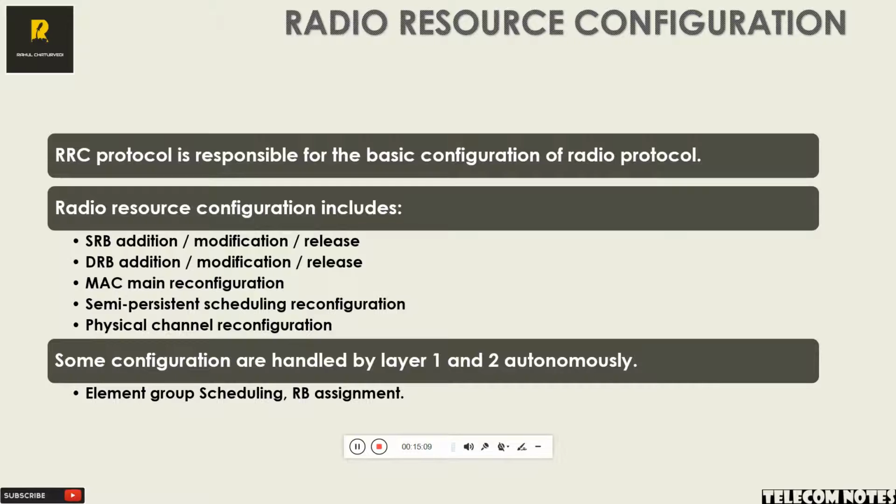Some configurations are handled by layer 1 and layer 2 autonomously: element group scheduling, EGS, and the radio bearer assignment.